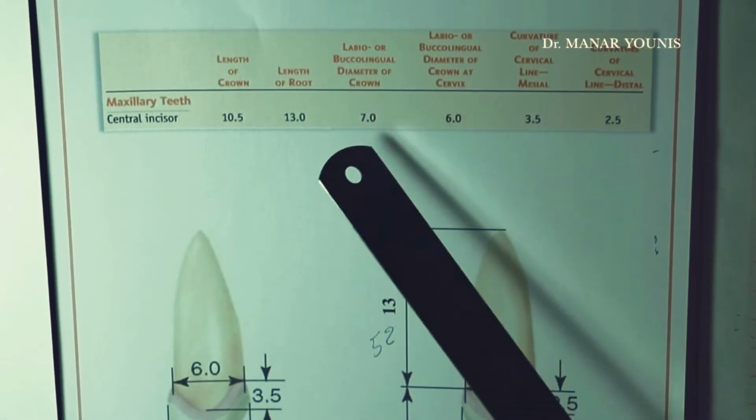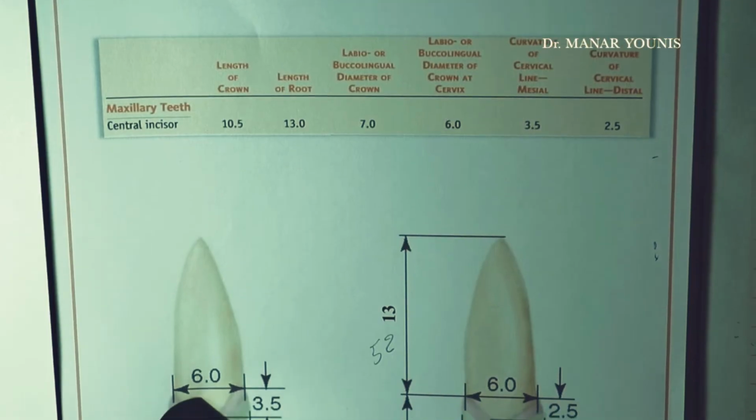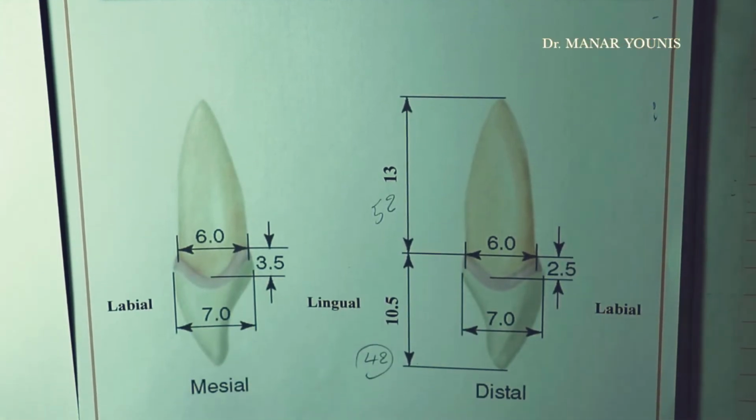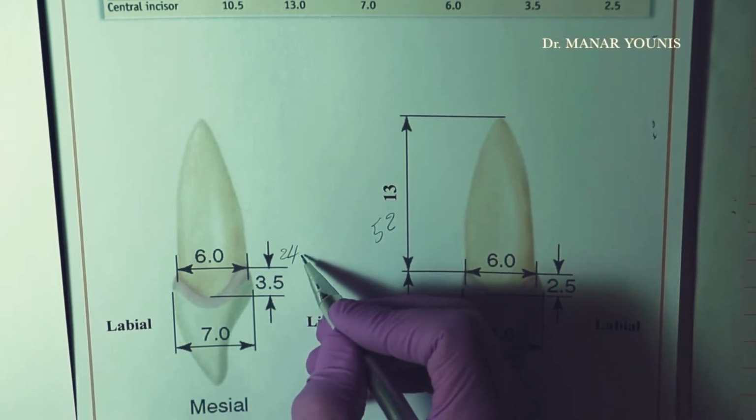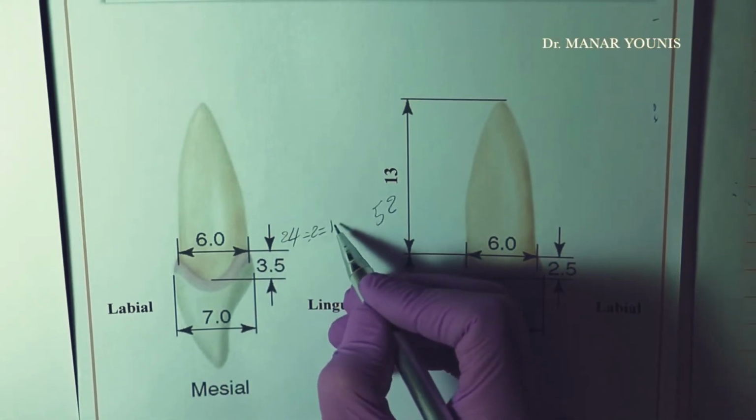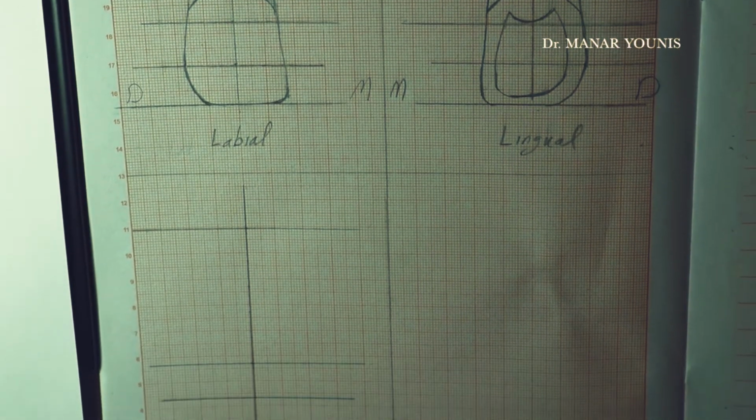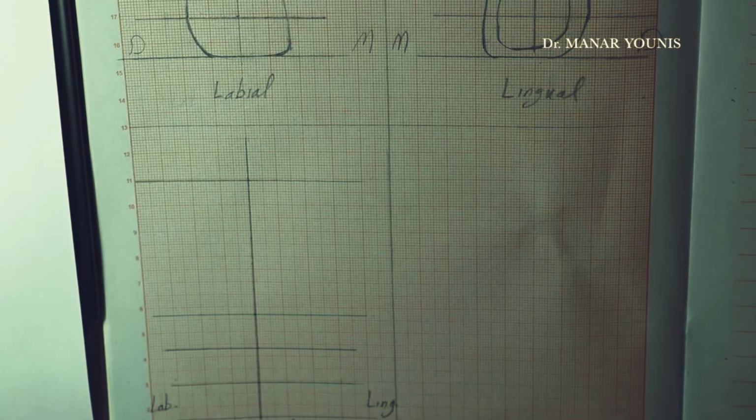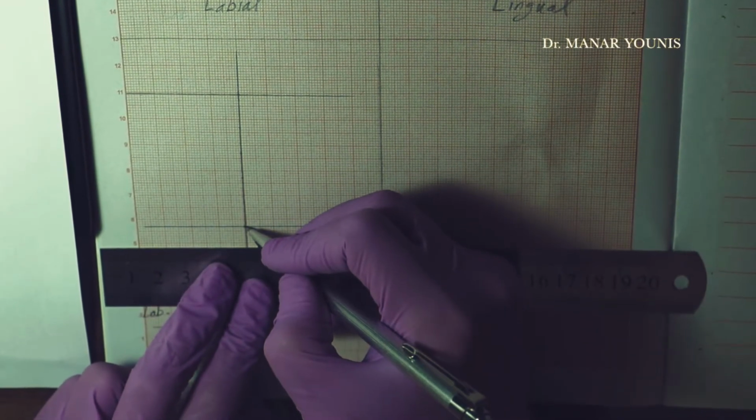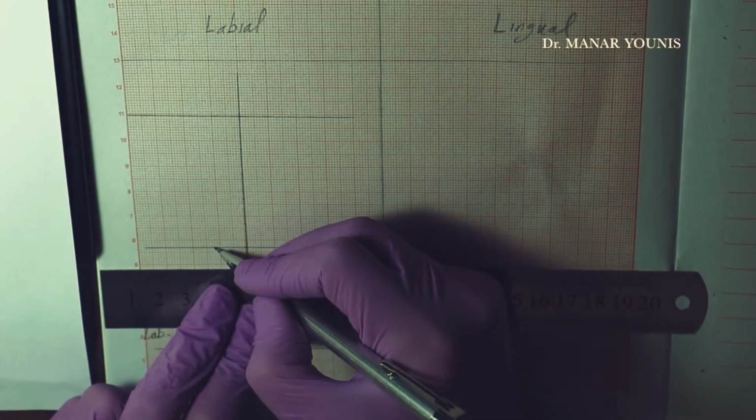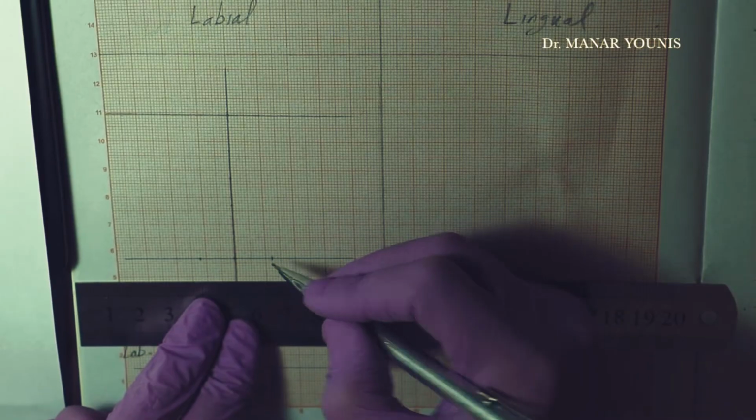So I will mark first the labiolingual diameter of the crown at cervix, which is 6 millimeters multiplied by 4, it will equal 24, then divided by 2, it will equal 12. So on the cervical line, I will measure 12 millimeters to the labial and 12 to the lingual. This is 12. I put a mark, and 12 to the lingual side, and I put a mark.